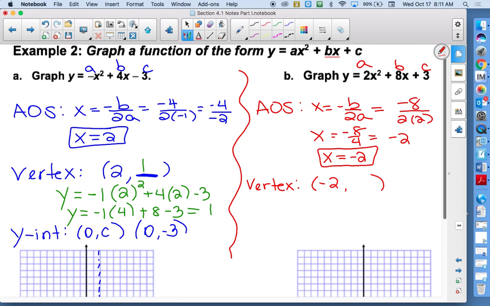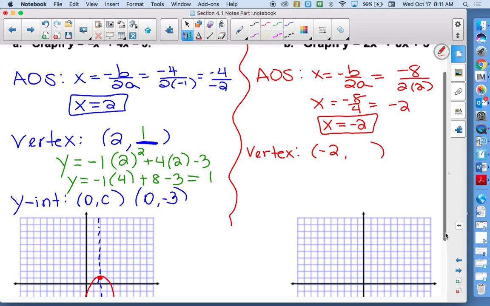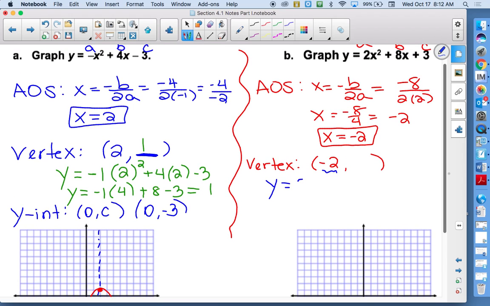How do you find the y value of the vertex? Graham, how do you get the y value of the vertex? You plug it in. Yeah, you plug in x. So this equation says 2 times -2 squared, minus 8 times -2, plus 3. So you take your x, you plug it in. -2 squared is +4, so 2 times 4 is 8. 8 times -2 is -16. So we're looking at 8 minus 16 plus 3.